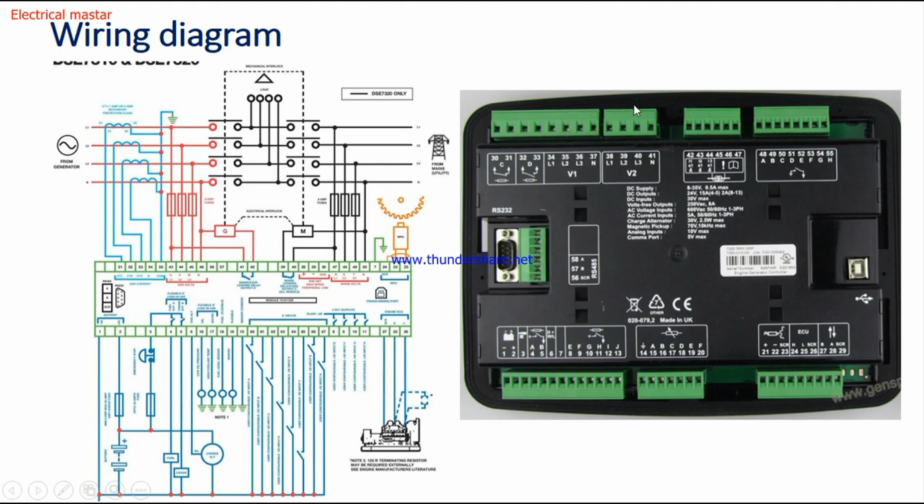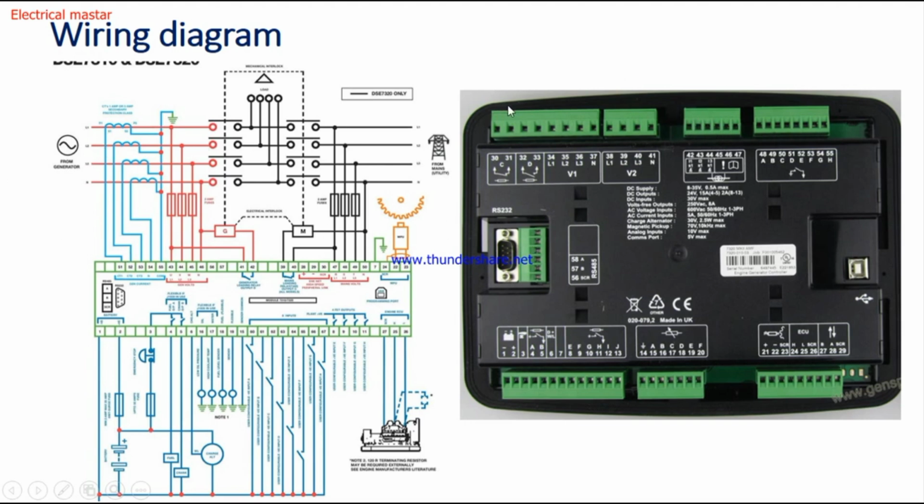Similarly, for the mains supply I mentioned, we can also monitor here. The same R, Y, B supply and neutral will be connected through the fuse. We can connect to this terminal. And here, these 42, 43, 44, 45, 46, 47 terminals are used for the CT current measurement. Load current and phase current we can measure here.